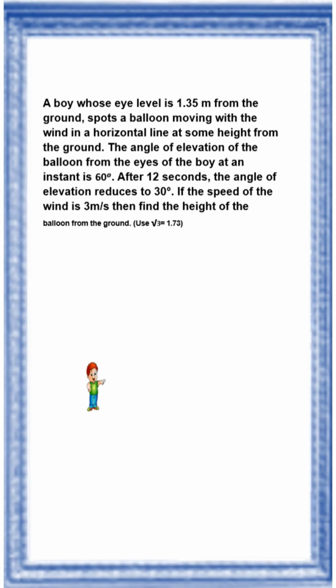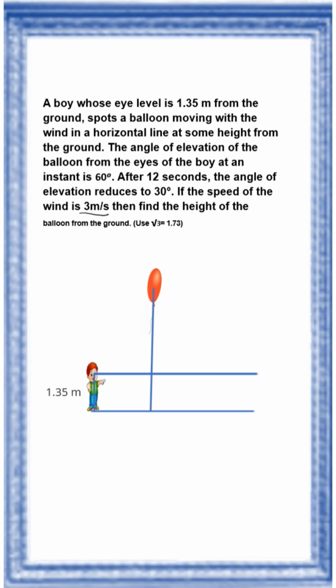Now let us visualize the problem. A boy whose eye level is 1.35 meter spots a balloon from the ground level. This is the ground level. This is the eye level. The balloon is at some height from the ground. It is moving with the wind. Speed of the wind is 3 meters per second. At the initial position, angle of elevation is 60 degree. With the wind it moves. Speed of the wind is 3 meters per second. After 12 seconds it moves up to here.